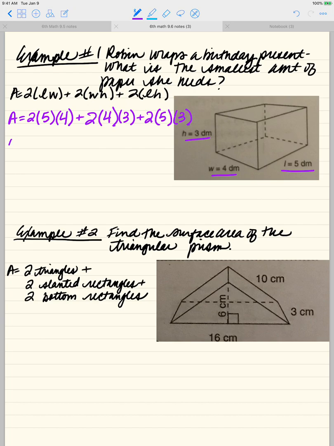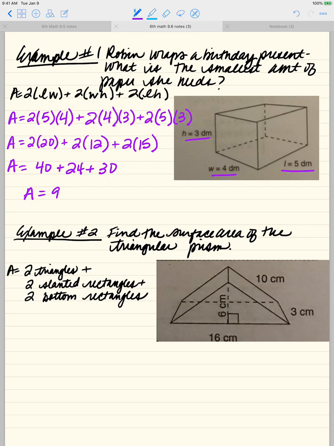Okay, so that gives us A is equal to 2 times 20 plus 2 times 12 plus 2 times 15. So A is equal to 40 plus 24 plus 30. So A is equal to 94. Okay, and we're talking about surface area, so it's units squared. Okay, units squared.